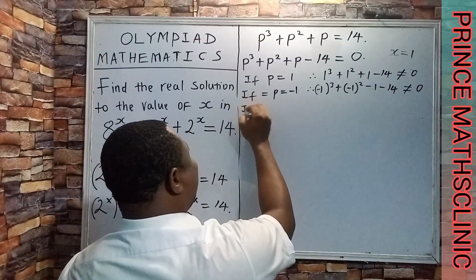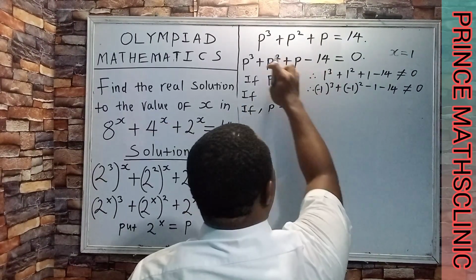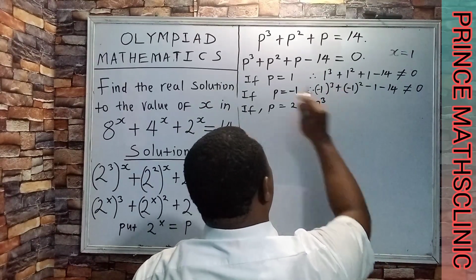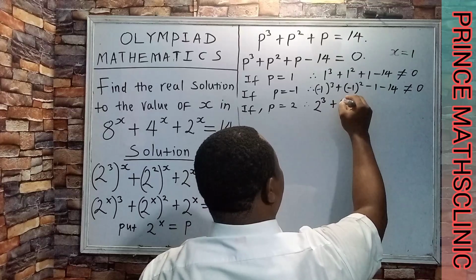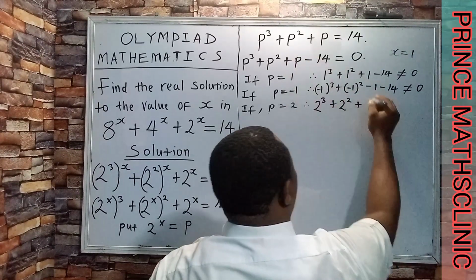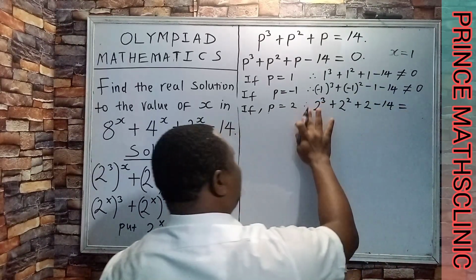So let us try 2. If p is equal to 2, let's go. 2 cubed is 2 to the power of 3. Then p squared is 2 to the power of 2. Then plus 2. Then minus 14. Let us see if it will be 0.